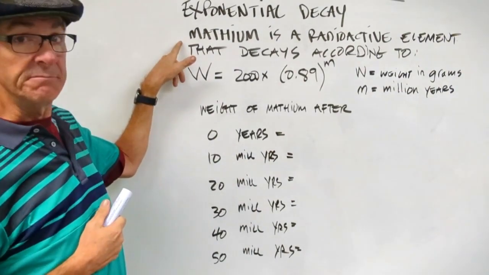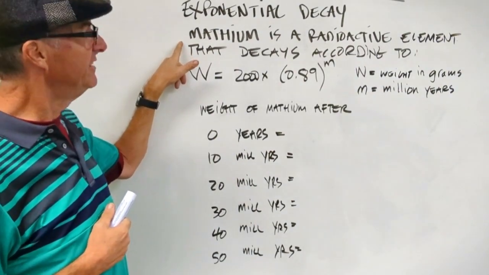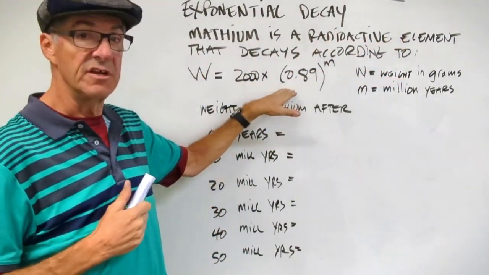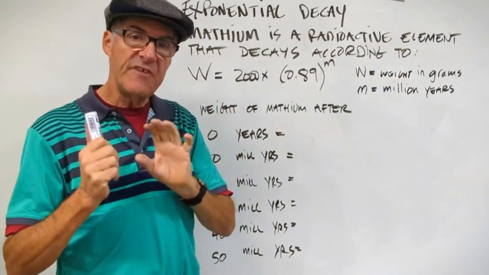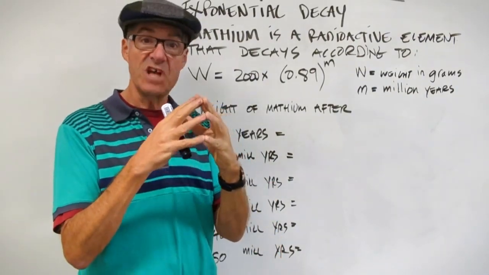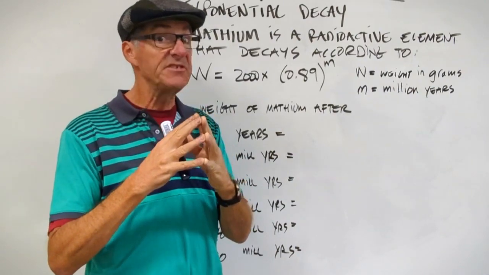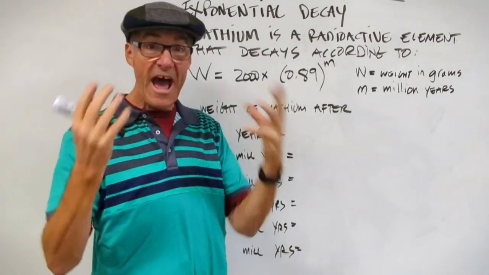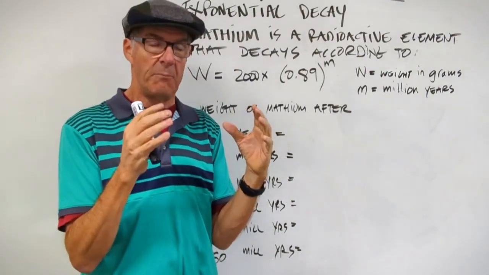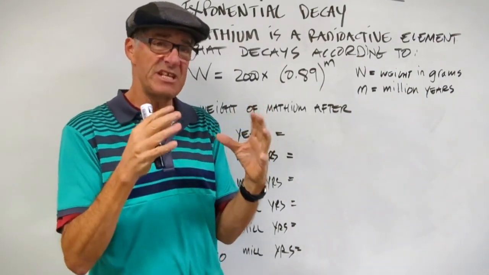So mathium is an element that I just invented that's a radioactive element that decays according to this equation. So a radioactive element that decays is basically just an element that's got an atomic structure that's not stable. Okay, so all the atoms in there, they're doing okay. They're saying, yeah, we're mathium, but it's just not terribly stable.